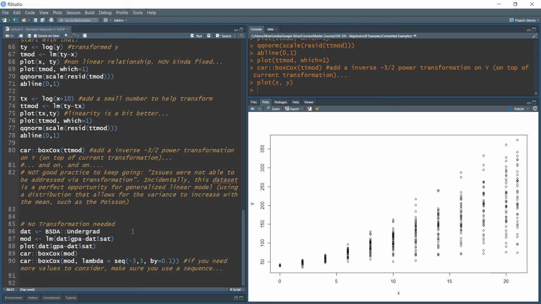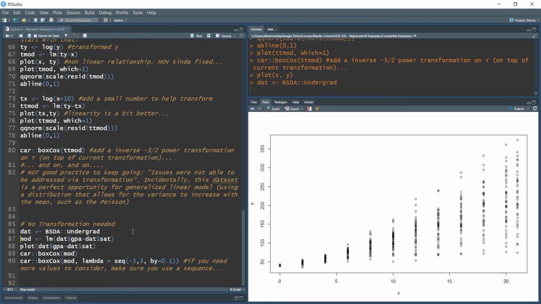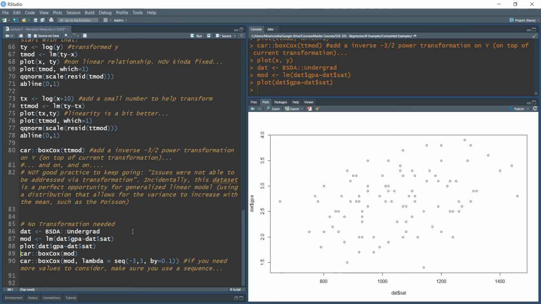All right, for our last example, I really wanted to show you. This came up. I normally don't do this example in this class, but I thought, well, we never really talk about a case where data don't need to be transformed. So what I wanted to do is to create a model with the undergraduate data set looking at how SAT scores predict the freshman year GPA in college students.